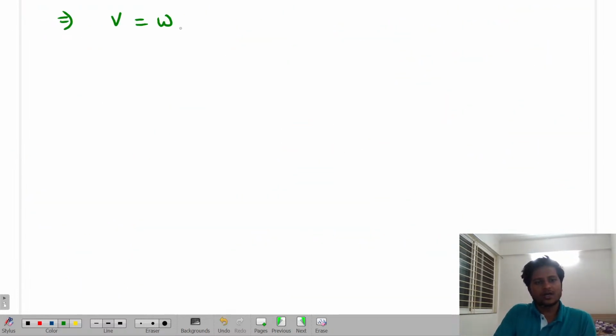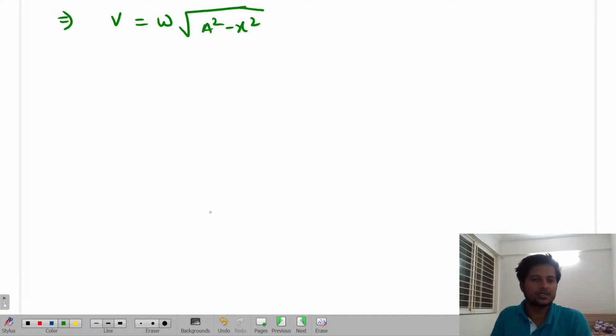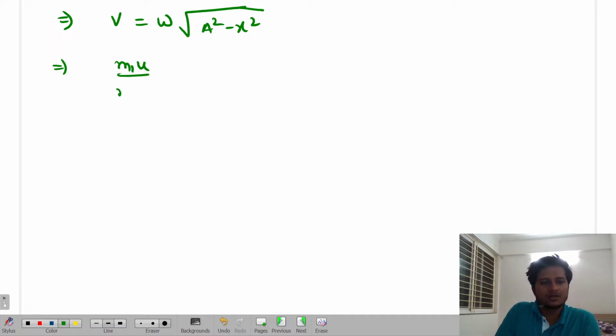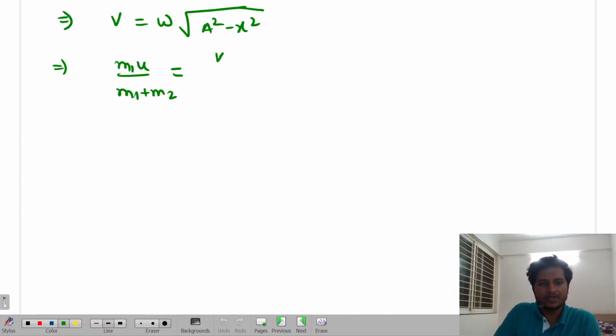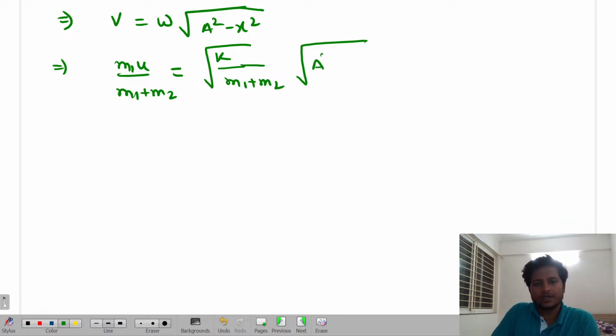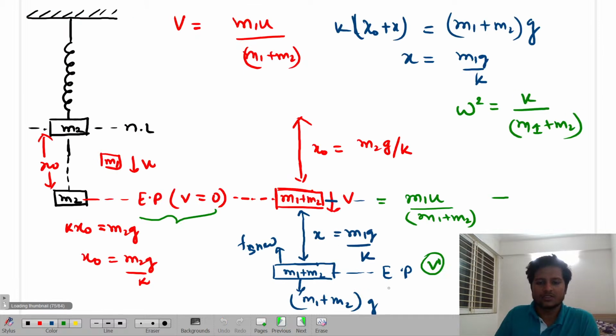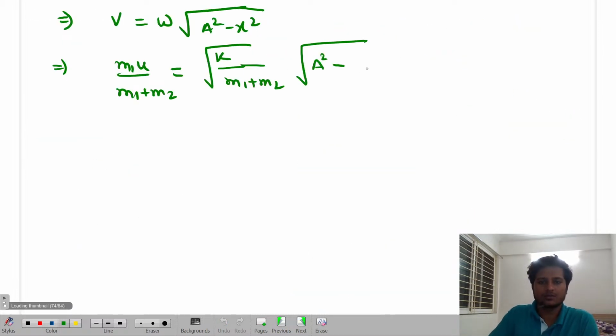V is equal to omega root under a square minus x square. Is that clear? V is what right now? m1 u by m1 plus m2. Omega is how much? Right now we calculated, omega square is something like that, so it will be root under k by m1 plus m2. Root under amplitude square minus how much displacement this particle is doing? m1g by k.